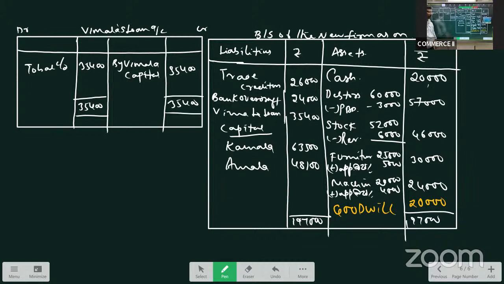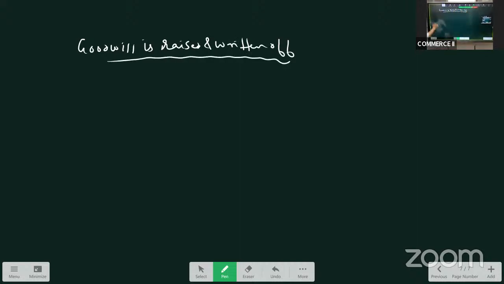Now, we have done two to three problems on this method where goodwill is valued. What is one more method I said? One more method is when goodwill is raised and written off. In the last method, goodwill was valued at, or raised, so it will appear in the balance sheet. What if the goodwill is not to be shown in the balance sheet? Then we have to write it off.